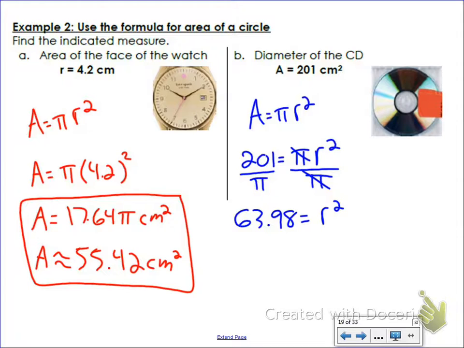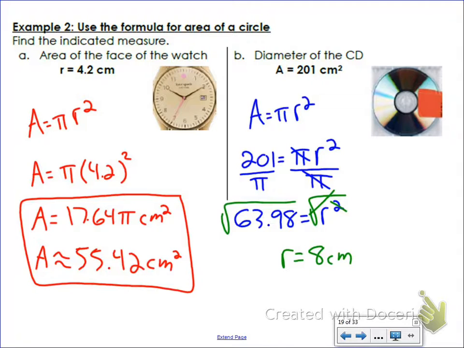So we want to get r by itself. How do we cancel out the squared? We're going to use the square root on both sides. The square root and the squared are going to cancel out. I'm left with just the r. I do the square root of 63.98, and I'm going to get 7.9987. We can go ahead and round that up to 8. So the radius is going to equal 8 centimeters in this case.